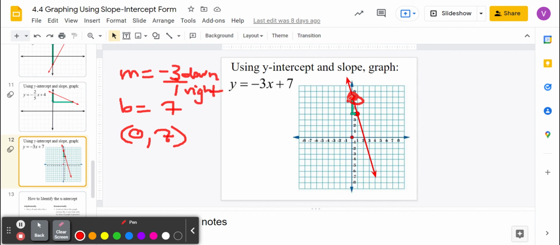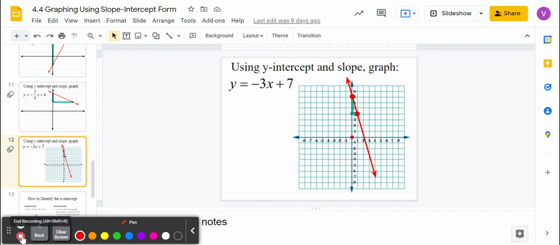So let's count. 1, 2, 3. 1 to the right. Here's our second point. Connect these and form a line. That's it for this topic.